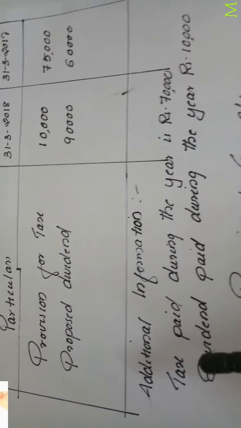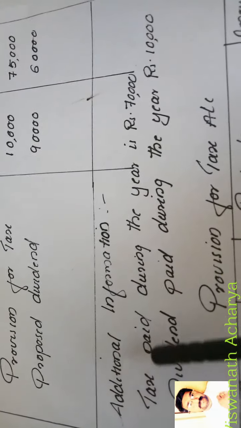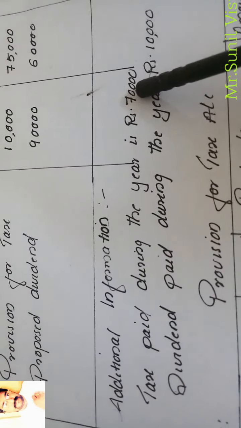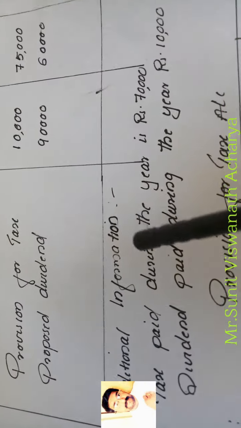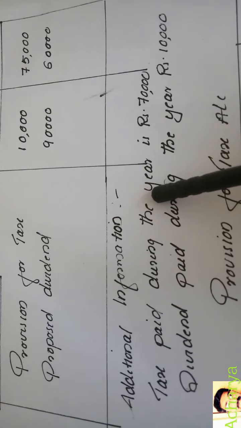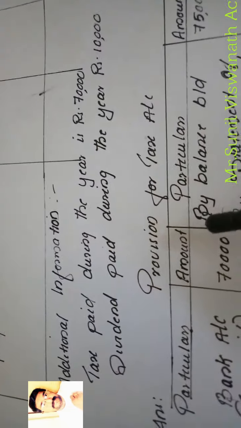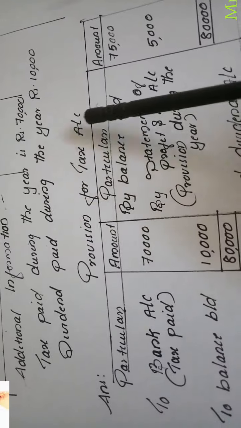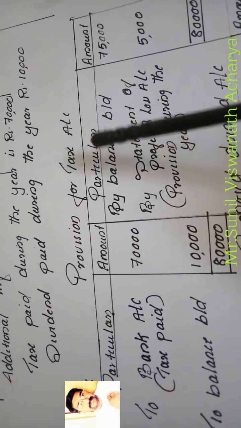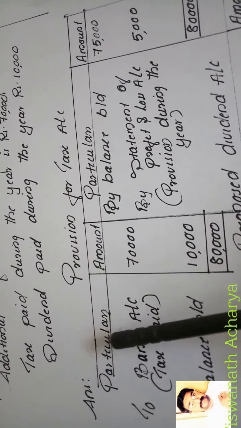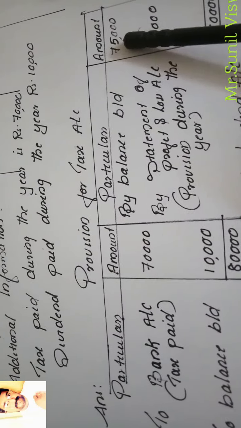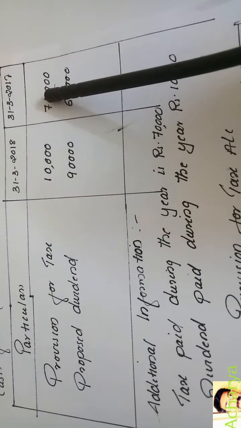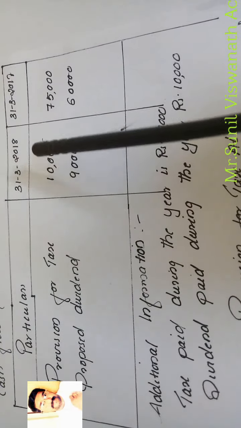First we will think about provision for tax. The additional information given is that tax paid during the year is rupees 70,000. So when any additional information related to provision for tax is given, we have to prepare the provision for tax account. Use the normal ledger format, with particulars and amount on each side. Here the provision for tax has two years of information given: 2017 is the previous year and 2018 is the current year.